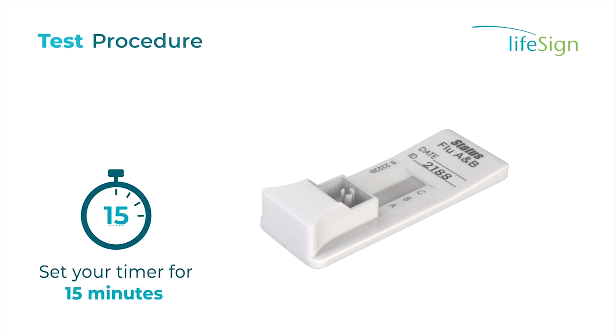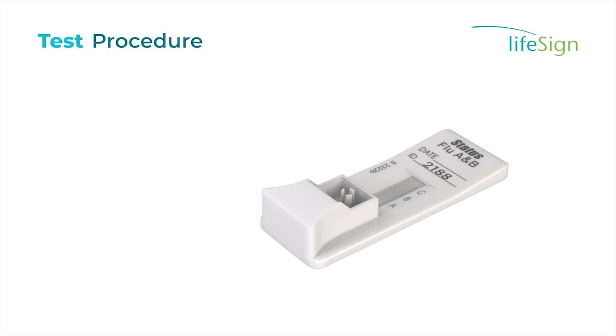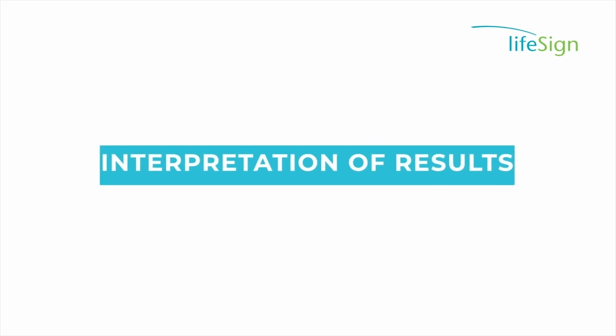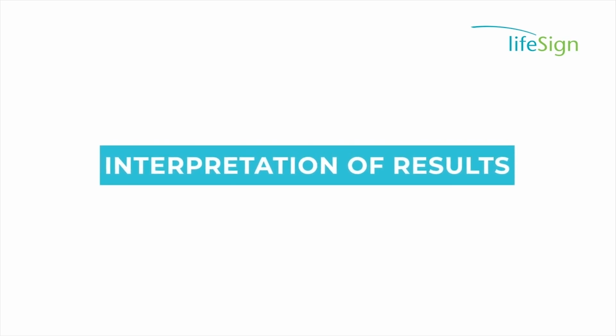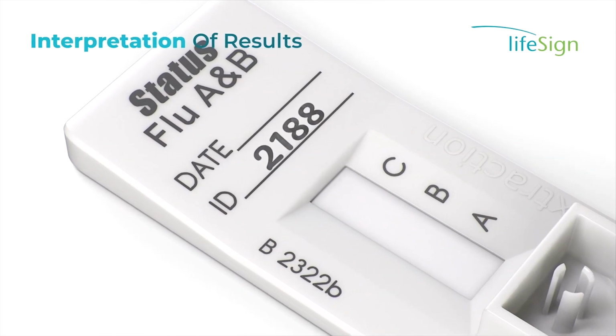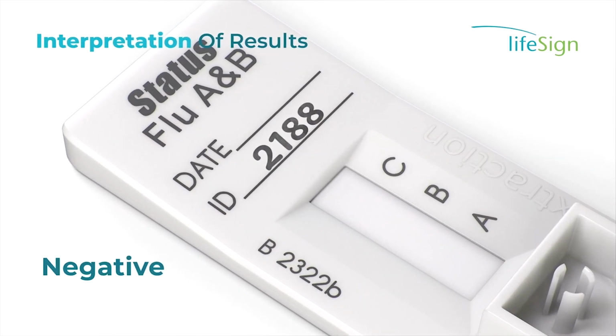A positive test can be read at 10 to 15 minutes or as soon as a pinkish-purple line appears in the control position and at the A or B line position on the test device. Negative test results must be confirmed at 15 minutes. Do not read the test after 15 minutes. A negative test is indicated by a reddish-purple line at the control position and no reddish-purple line at the A or B position of the device.